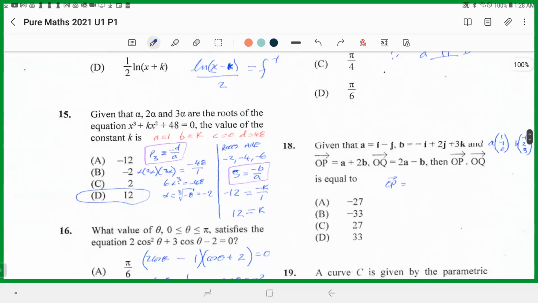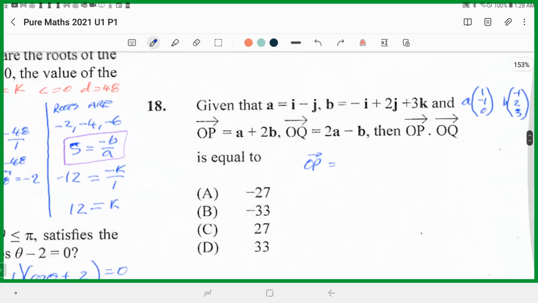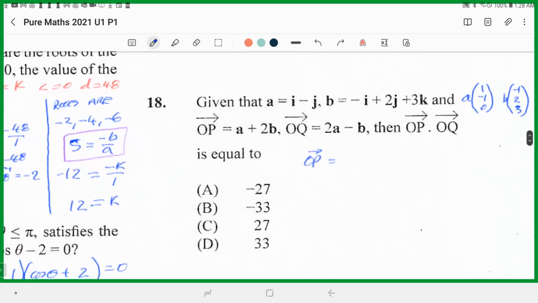All right, back to this one now. As I said, we need to find OP and OQ. So OP is A plus 2B. We're adding 1 of this plus 2 of that. So 1, minus 1, 0 plus 2 times that, which is negative 2, 4, 6. That works out to be 1 minus 2, negative 1; minus 1 and 4 give me 3; and 0 and 6 give me 6.